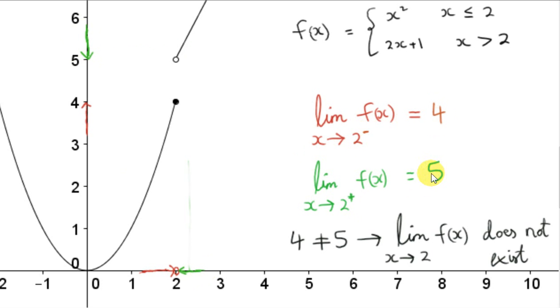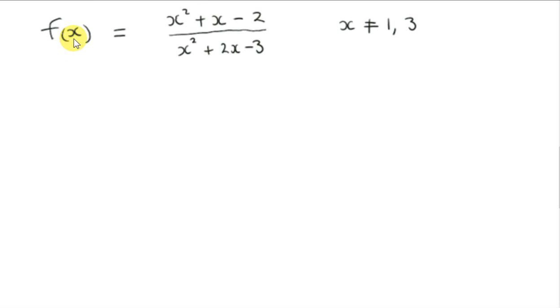Since 4 is not equal to 5, that tells us that the limit as x tends towards 2 from either side does not exist. See, we want these numbers to be the same for the limit as x tends towards 2 of f of x to exist. Let's take a look at this function here.